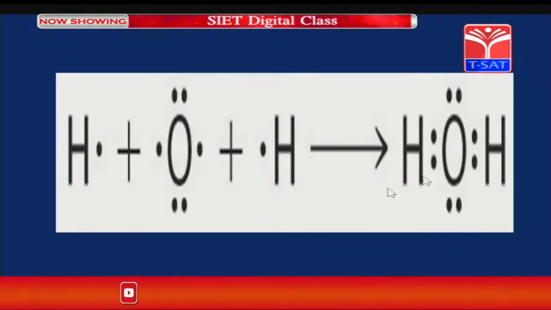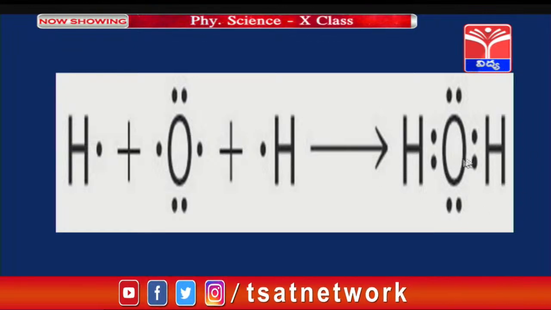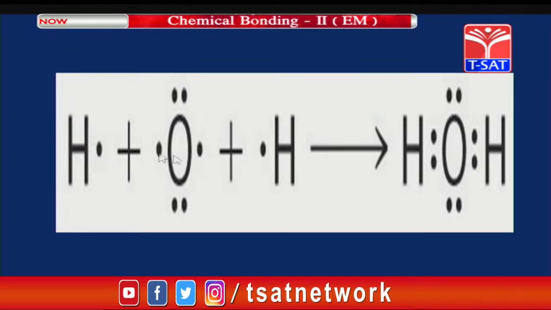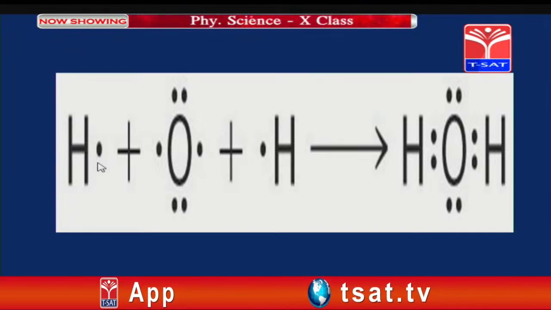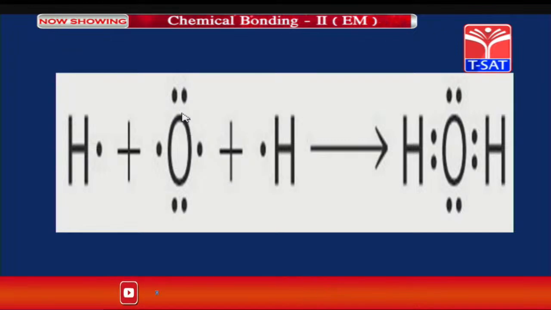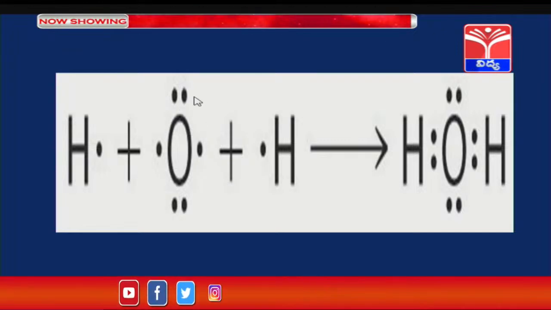Now let us see another example, water. What is the formula of water, children? H2O. That means 2 atoms of hydrogen and 1 atom of oxygen. Let us see the atomic number of hydrogen again: 1, so 1 electron in the valence shell. What is the atomic number of oxygen? 8, so 6 electrons in the valence shell.